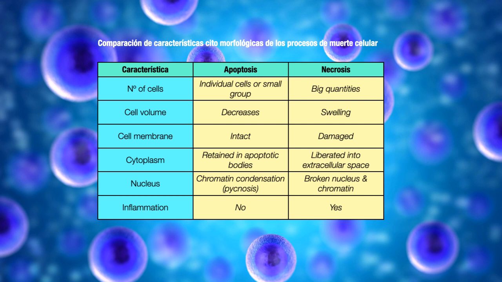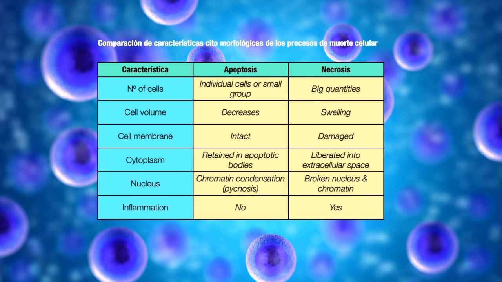In apoptosis, the cell volume decreases slowly, while in necrosis what happens is that the cells swell and break. So the membrane is damaged, as you see in the box below, while in apoptosis the membrane doesn't break. It forms bubbles in what we call apoptotic bodies, right? So the cytoplasm breaks in bubbles.